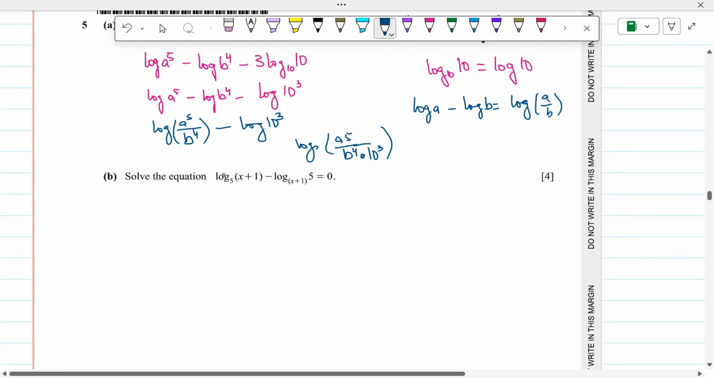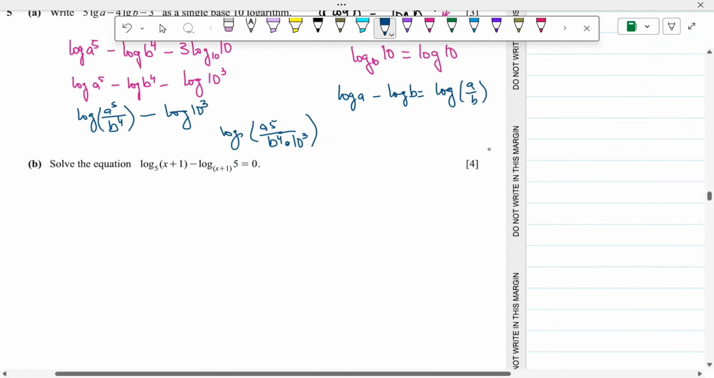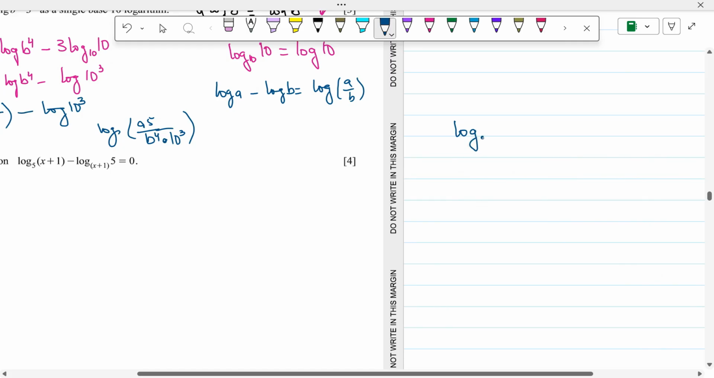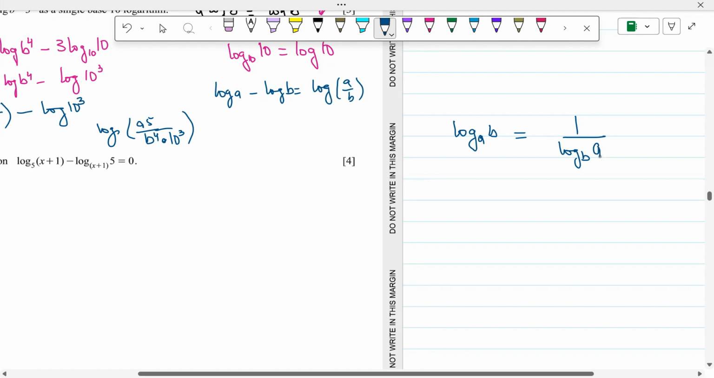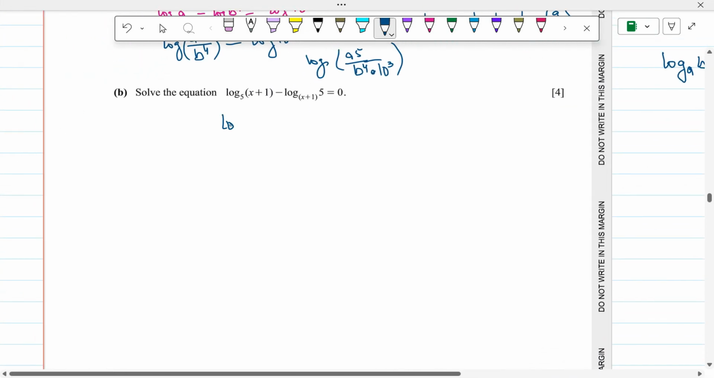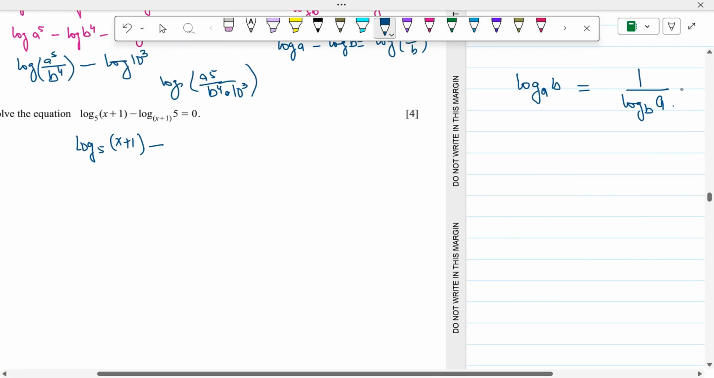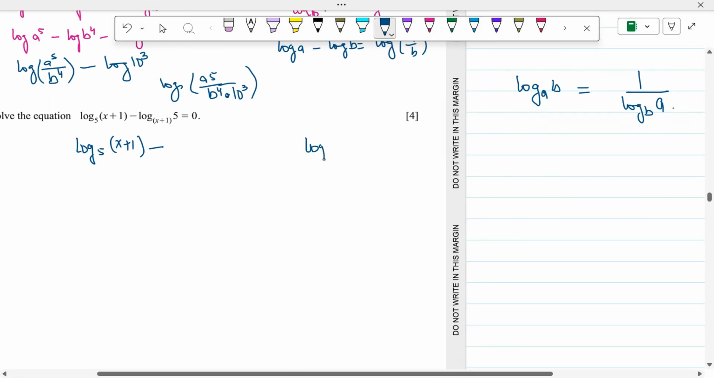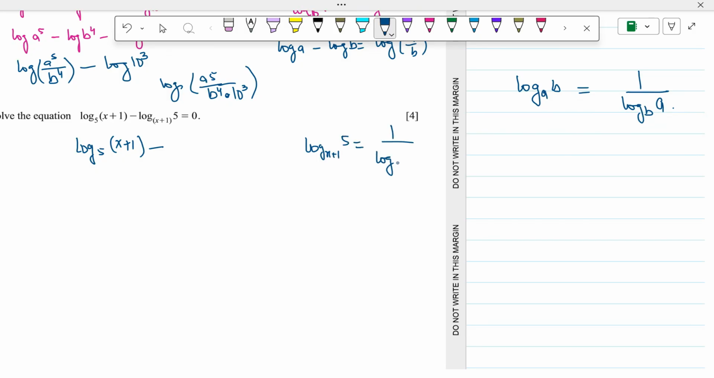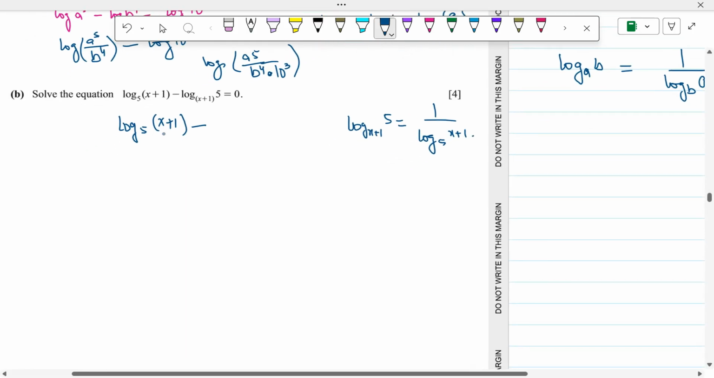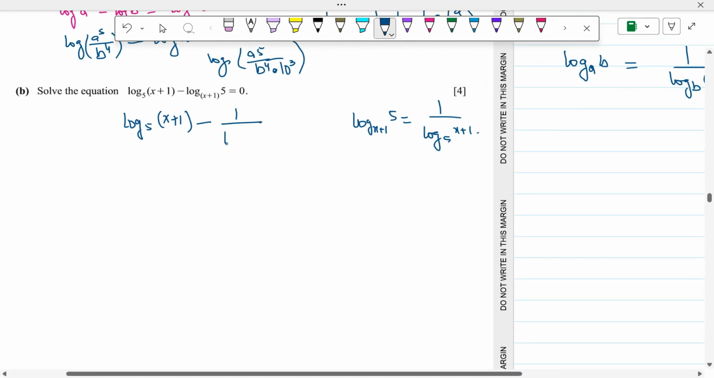Part B, solve the equation log base 5 of x plus 1 minus log base x plus 1 of 5 equal to 0. One concept you should remember, that log base a of b is equal to 1 over log of a base b. So log 5 of x plus 1 minus, we can apply this property. For example, log base x plus 1 of 5 is equal to 1 over log base 5 of x plus 1. So we can write it minus 1 over log base 5 of x plus 1 equal to 0.